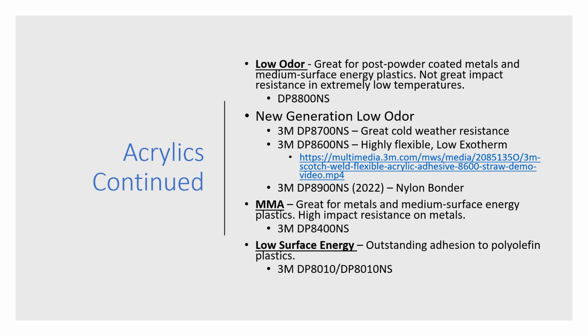Low exotherm. Exotherm is the heat that's released during the chemical curing process when the two parts come together. So you have your accelerator and your base, or your adhesive and your activator. When the two parts come together during the chemical curing process, they release heat, and that heat is considered exotherm. So why that's important for what we do.